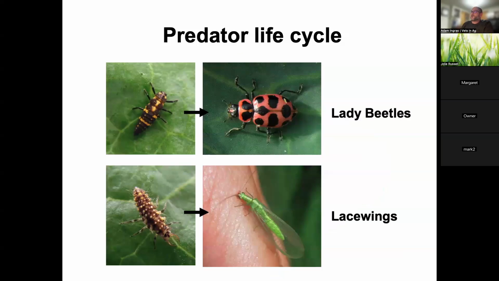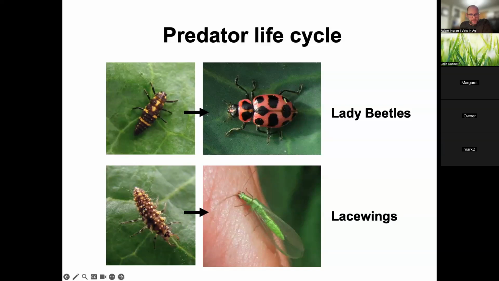To kind of ram this home, lady beetles again. Lady beetles are always going to look like this little alligator shaped thing in the larval stage. They are predatory in this stage as well. So you want to keep them around. They're also predatory, meaning they eat other insects, in the adult stage as well.